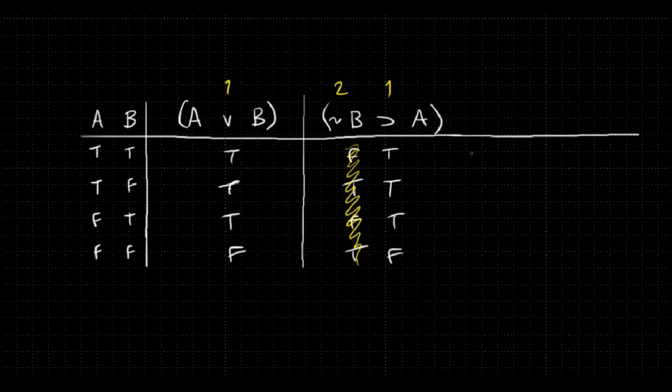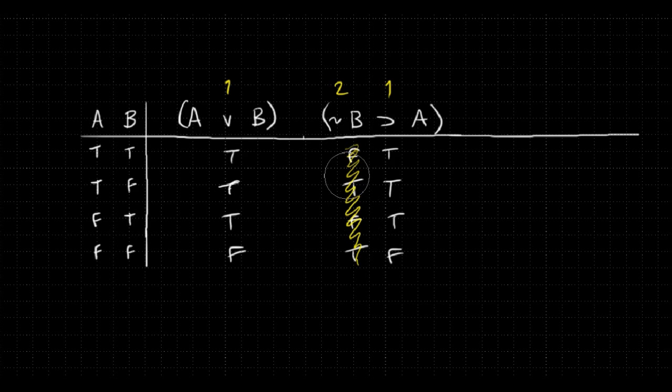And what we can see here is that these two columns are identical, right? The column underneath the main operator of A or B, true, true, true, false, and under not B, then A, also true, true, true, false. So what we can see there is that these two formulas are truth functionally equivalent.